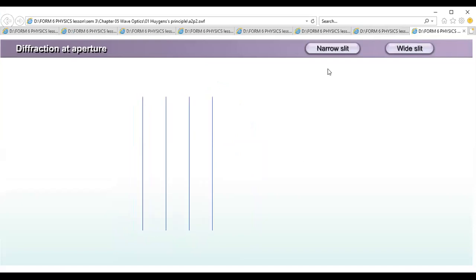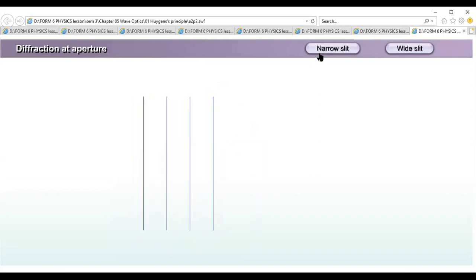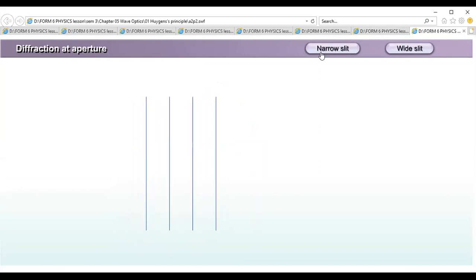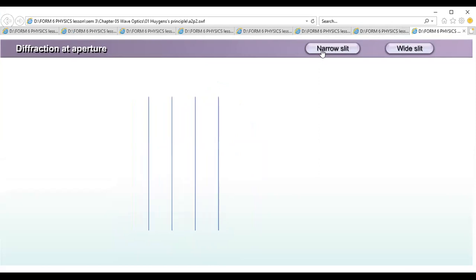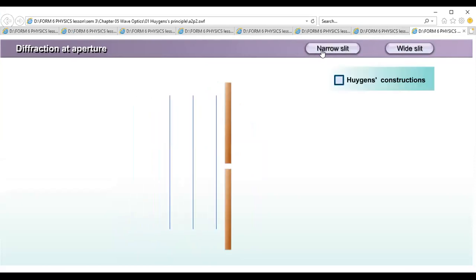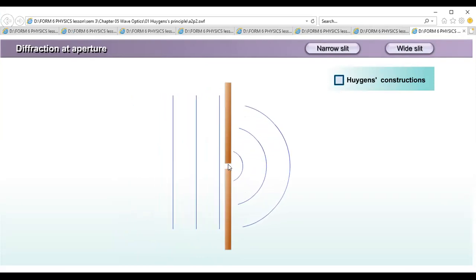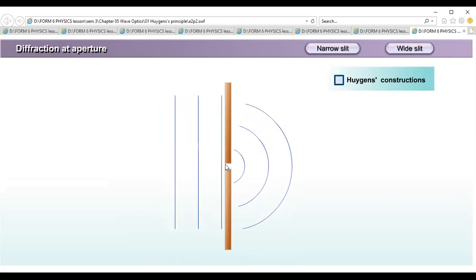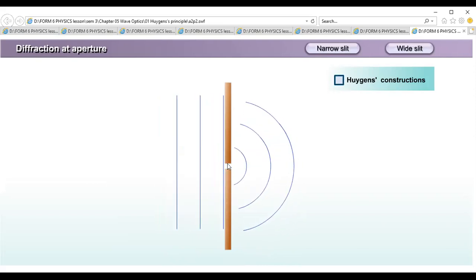Diffraction at the aperture. Aperture means the opening between obstacles. If there are two obstacles forming a slit or aperture, this can be a narrow slit, wide slit, or moderate slit. Narrow slit means the size of the aperture is smaller than the wavelength, smaller than the lambda of the wave. So we say that it's a narrow slit.